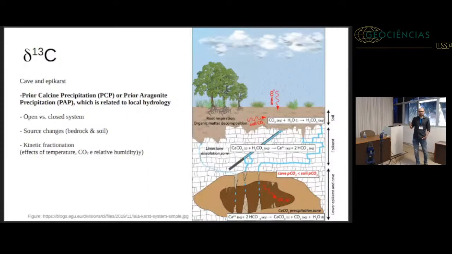If you have drier conditions, you have more empty space in these fractures here, which will lead to more degassing, more loss of water from the solution. So you precipitate more calcite here in the fractures. So in a dry period, you increase your PCP, which will increase the δ13C here in your stalagmites.